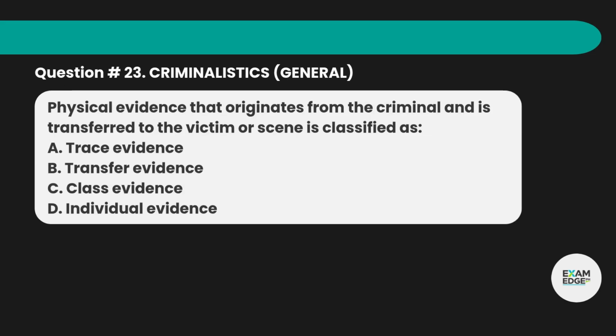Question number 23. Criminalistics, general. Physical evidence that originates from the criminal and is transferred to the victim or scene is classified as A. Trace evidence. B. Transfer evidence. C. Class evidence. D. Individual evidence. Correct answer. B. Transfer evidence.